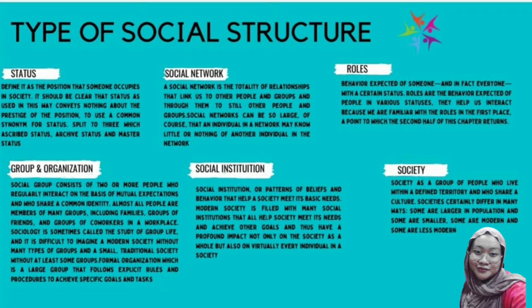Social institution. Social institutions are patterns of belief and behavior that help a society meet its basic needs. Modern society is filled with many social institutions that all help society meet its needs and achieve other goals, and thus have a profound impact not only on the society as a whole but also on virtually every individual in a society.